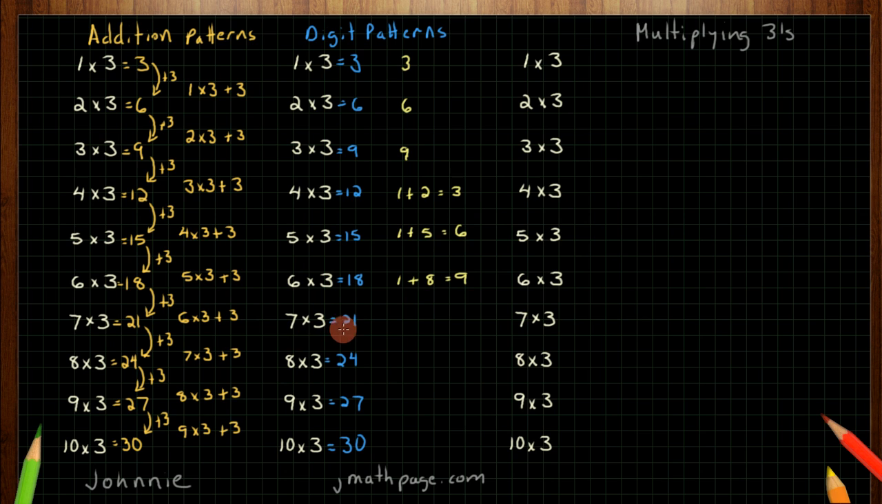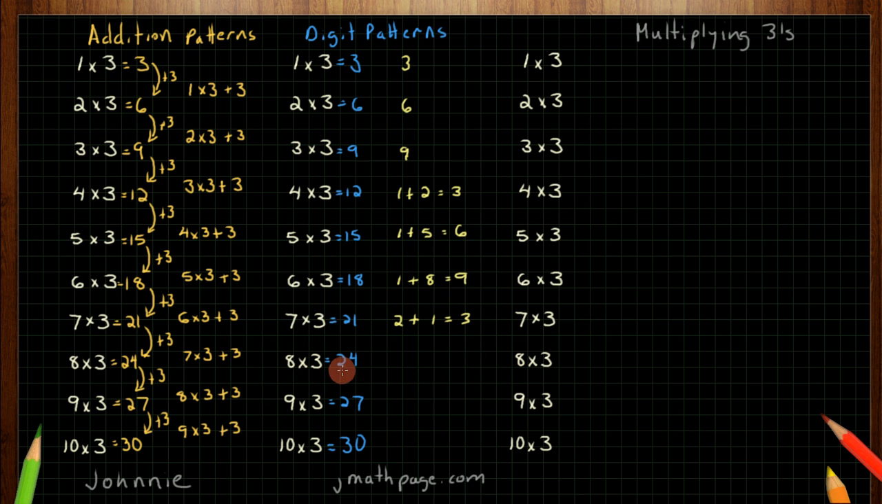7 times 3 equals 21. The digits are 2 and 1 in 21, so we'll write that out. 2 and 1. And we'll add them together. 2 plus 1 equals 3.